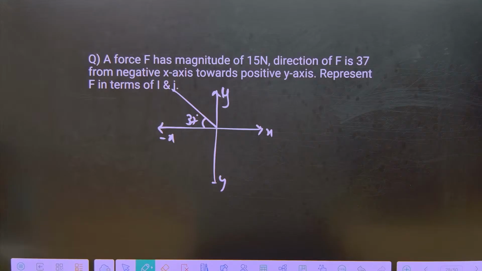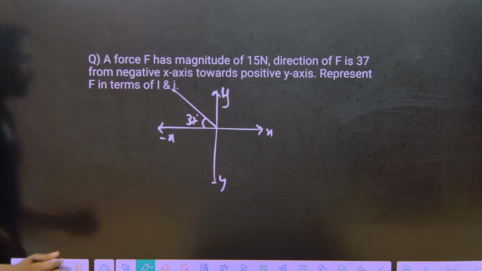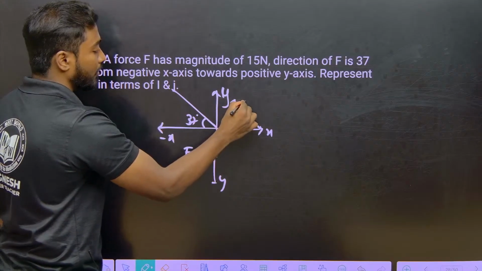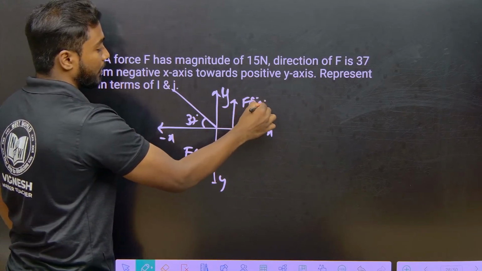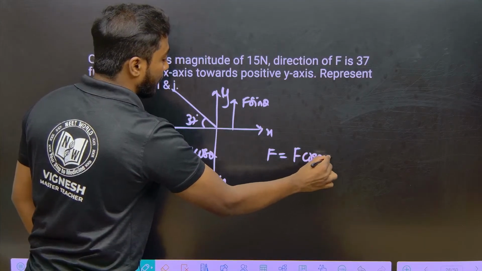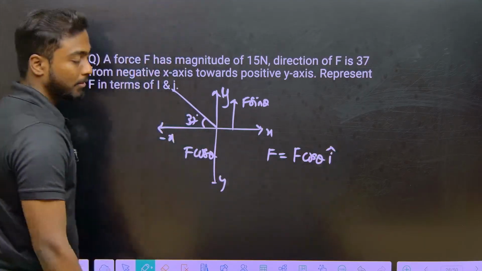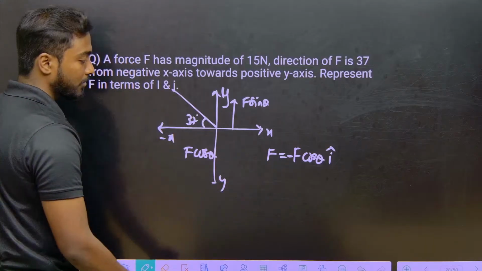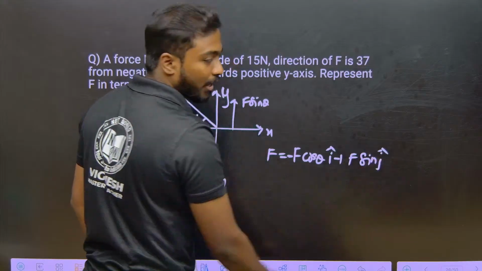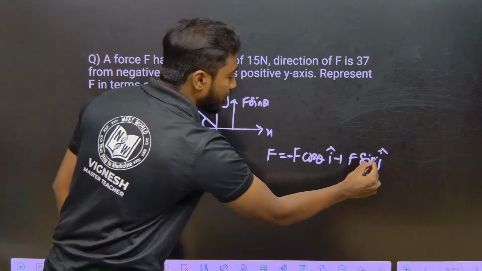15 Newton, angle will be 37. Sin or cos for x axis? For x axis this is cos. F cos theta, and this is F sin theta. So F should be taken as minus F cos theta i cap, then plus F sin theta j cap.